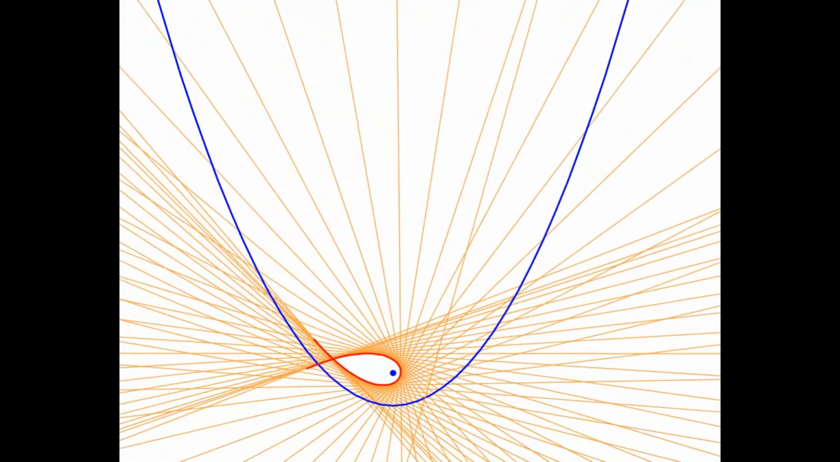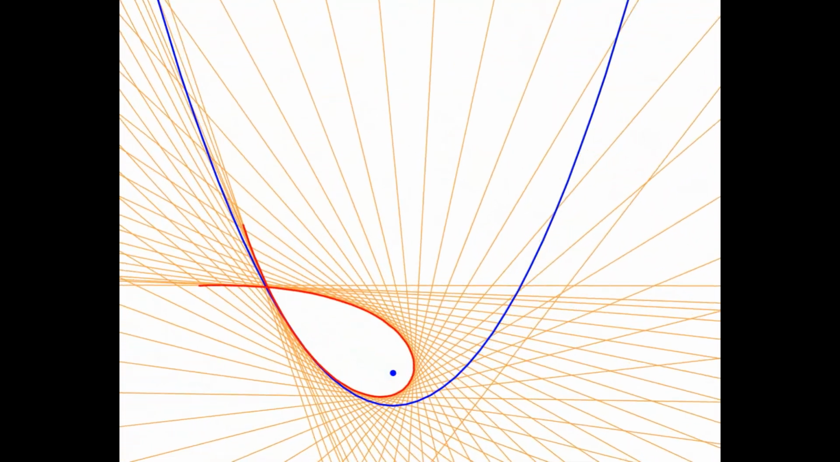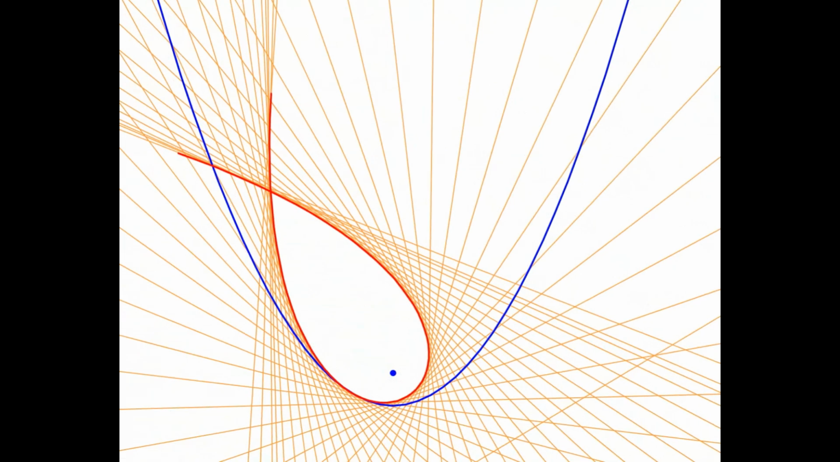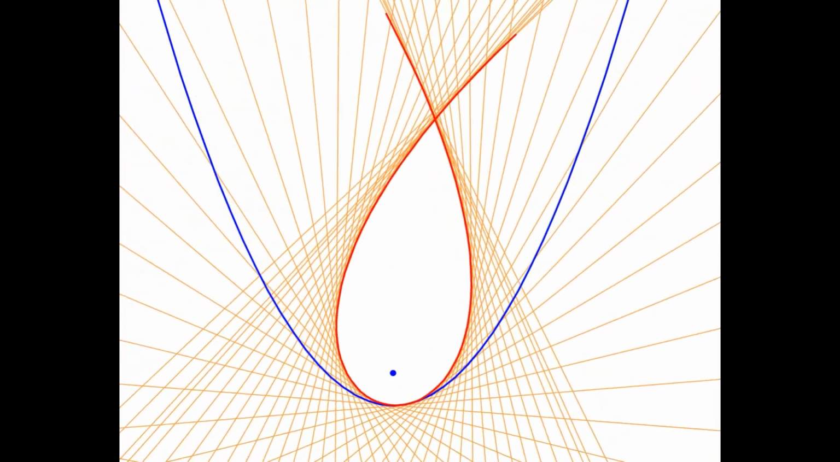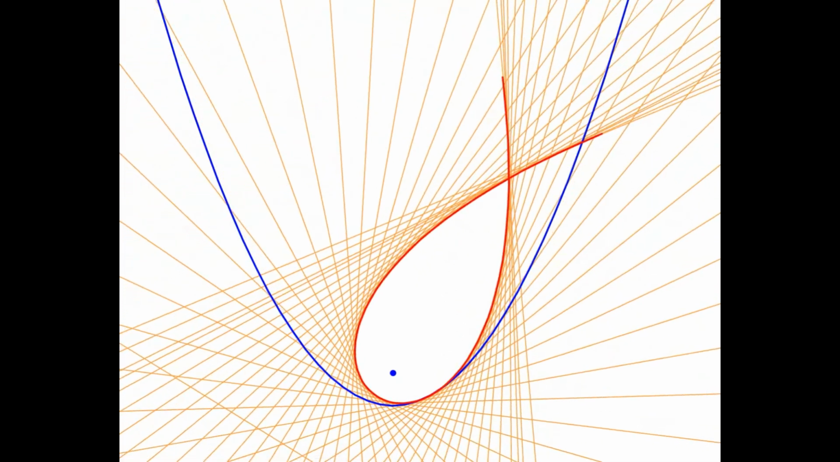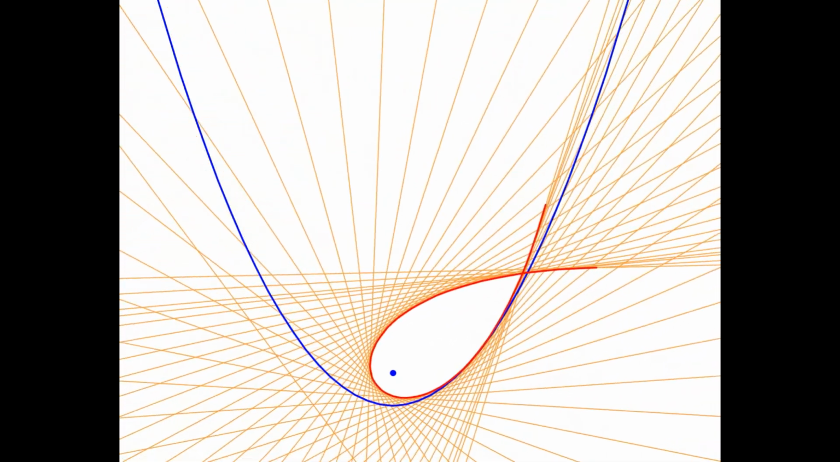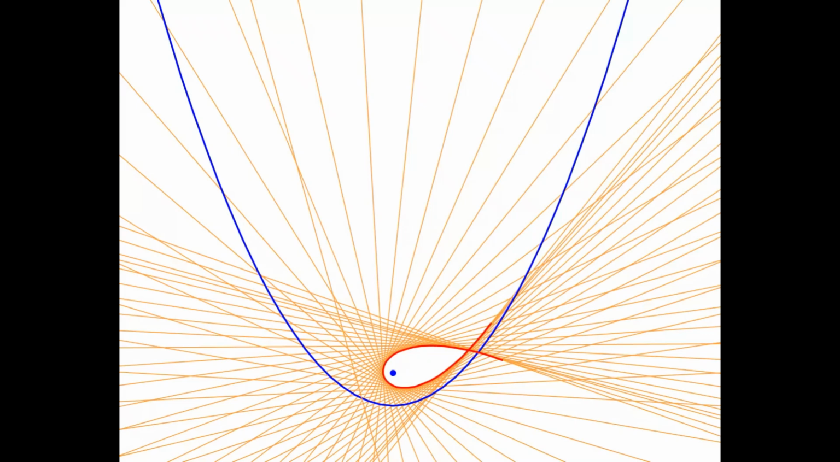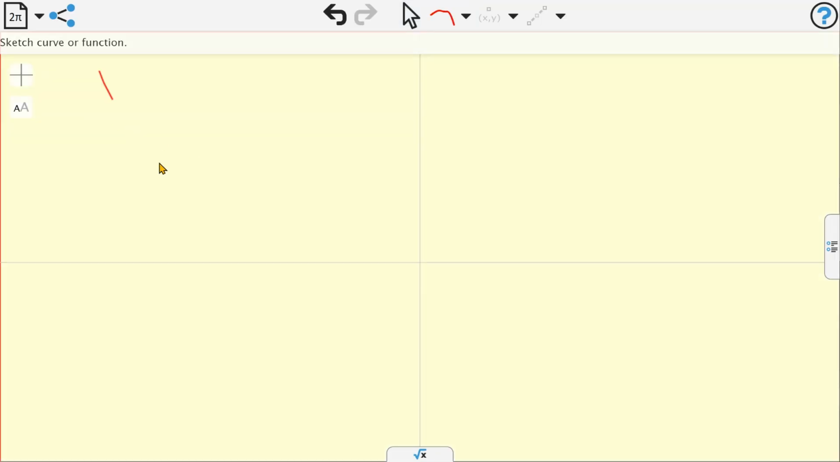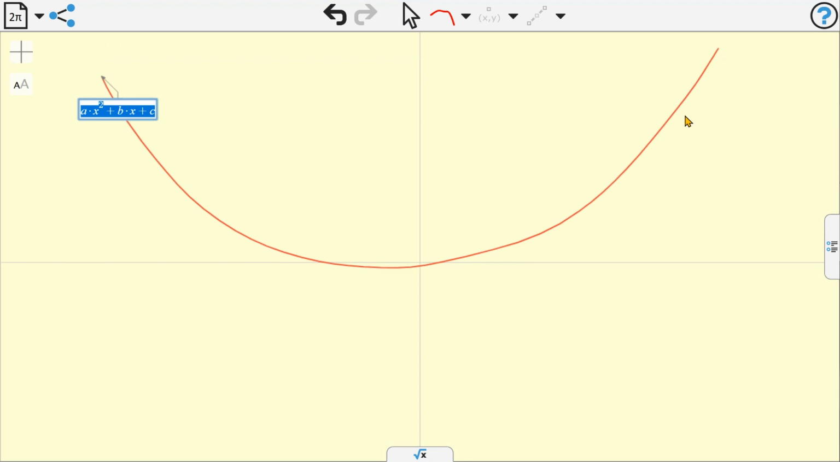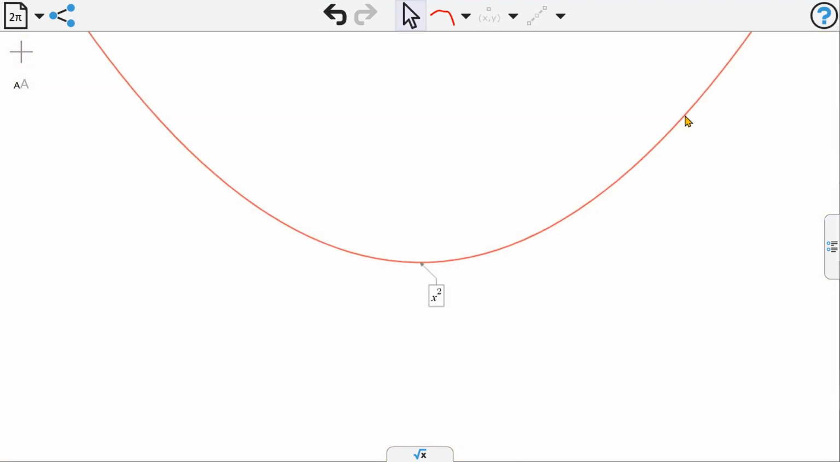I'd like to consider the caustic curve formed by the reflections of parallel rays hitting a parabola, but the parallel rays are not themselves parallel to the axis. First, we'll look at a pair of parallel rays hitting two different points on the parabola. This is the focus of the parabola here.